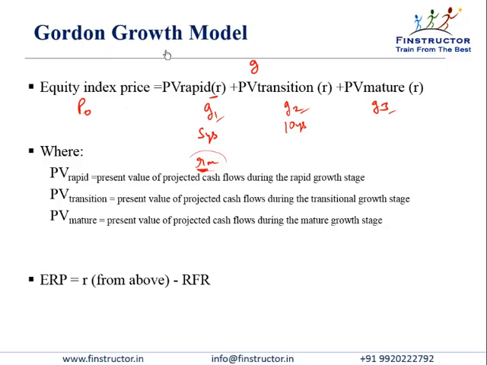So this is another application of the Gordon growth model, wherein in the mature stage we will apply the Gordon growth model as is. In the transition and rapid stage we will explicitly forecast the cash flows and then try to compute the expected market return. The equity risk premium would be the return on the market minus the risk-free rate. All the growth estimates are estimated by us. RM, the discount rate, is derived.